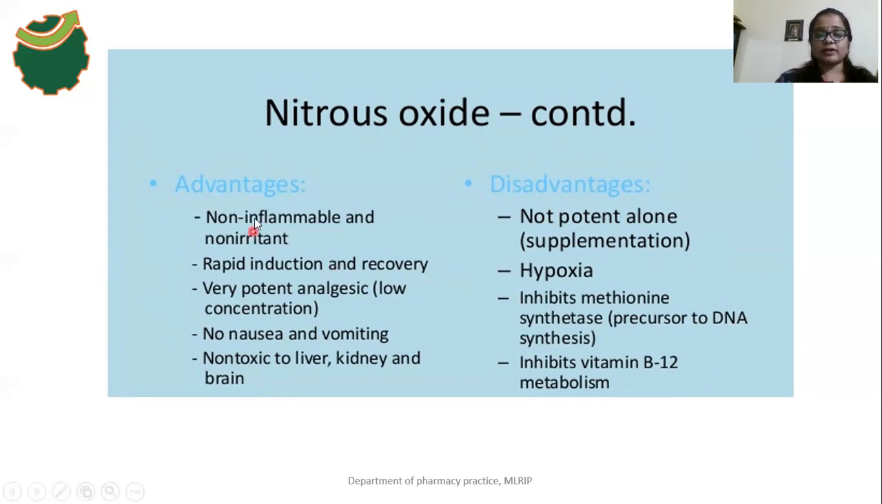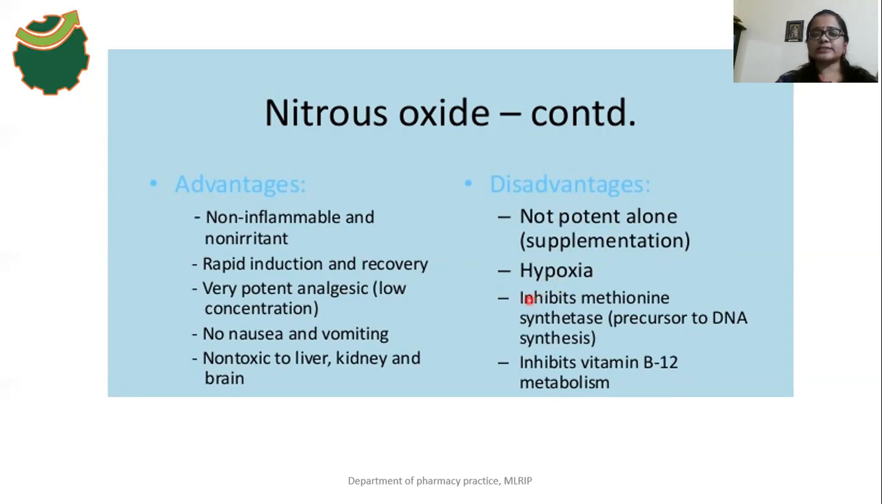What is the advantage? It is a very potent analgesic drug, even at low concentration, but it is always used along with another potent analgesic drug, and it is always used along with what? Oxygen. Why is it used along with oxygen? To minimize the effects of hypoxia. And the disadvantages: not potent alone, and it induces hypoxia. That is a major disadvantage. So that's why we have to use oxygen along with nitrous oxide.